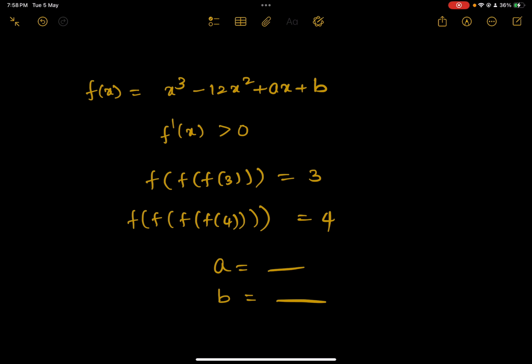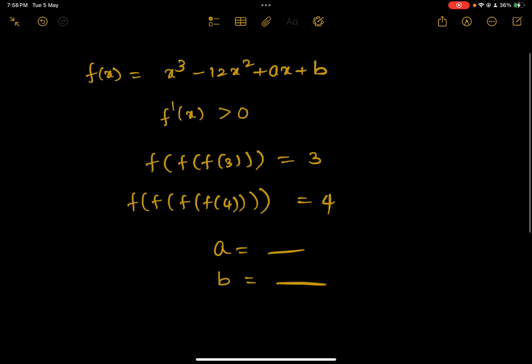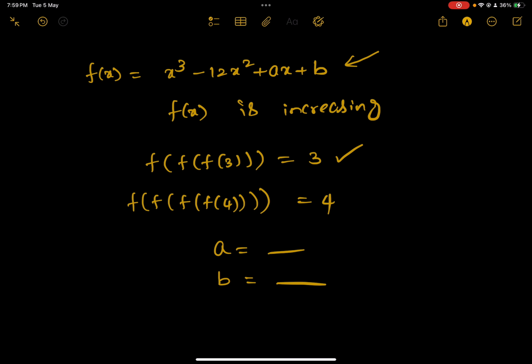I have chosen a very creative question from the question papers of one of the coaching institutes. So here you have the question on the screen. The question is from the topic functions. A pretty straightforward question. You have a function given and it is told that the function f of x is increasing. All right. And also f of 3 is 3 and f of 4 is 4. Now your task is to find out the values a and b.